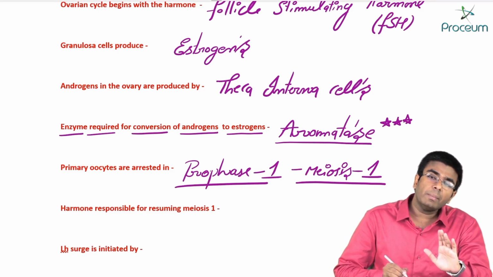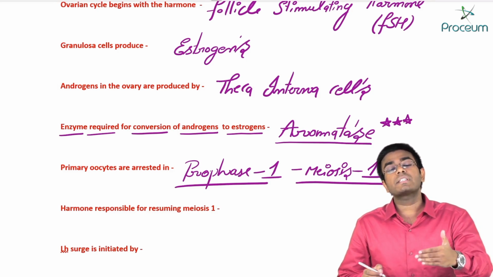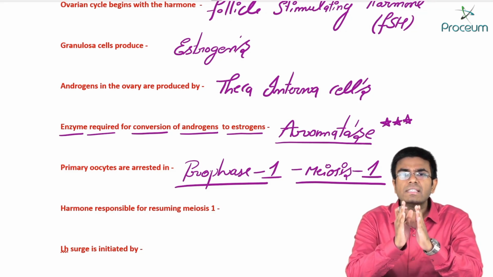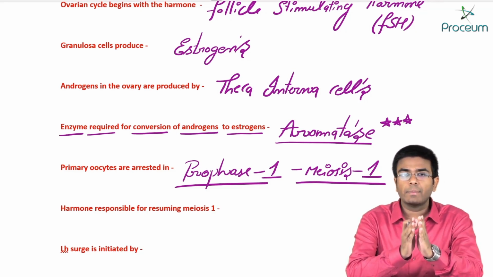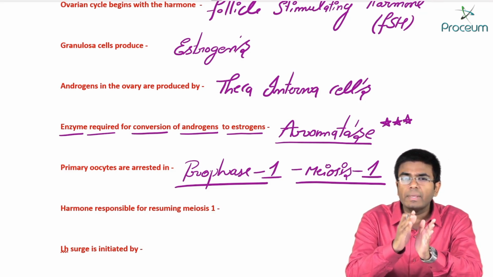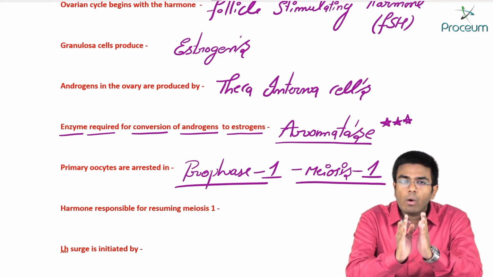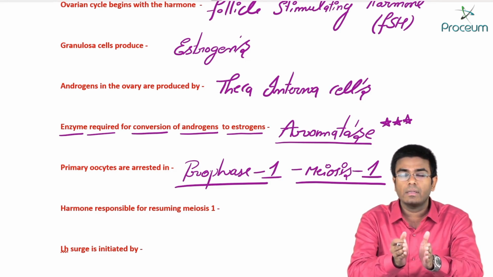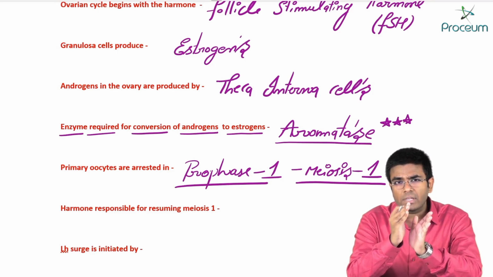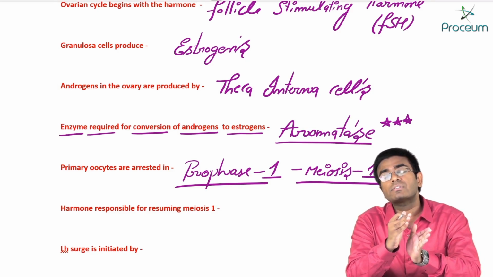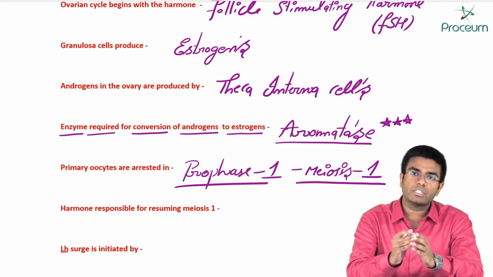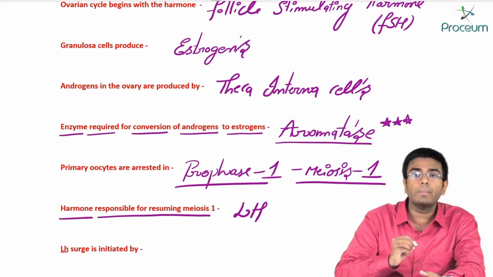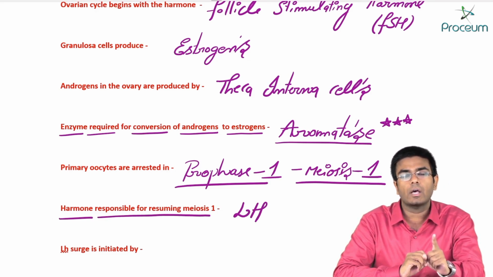Now, these primary oocytes will resume meiosis 1 when? We know that meiosis 1 will be completed at the time of ovulation, so that the primary oocyte is converted into a secondary oocyte. But what is the hormone responsible for the resumption of meiosis 1, so that it will be completed? It is LH. The hormone responsible for resuming meiosis 1 is luteinizing hormone.